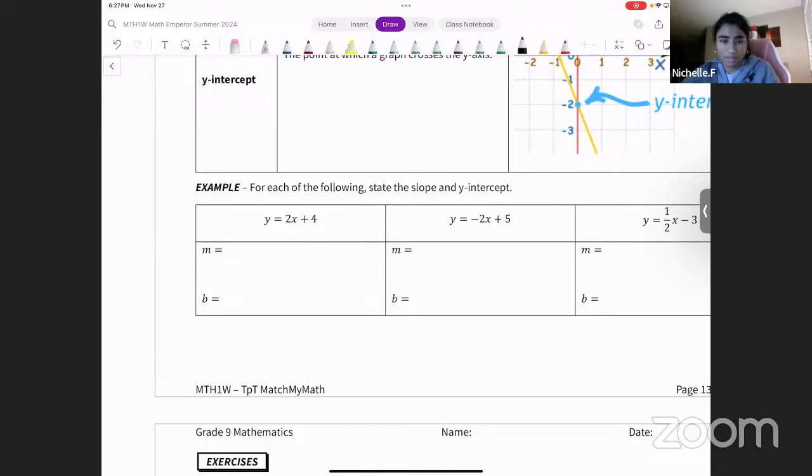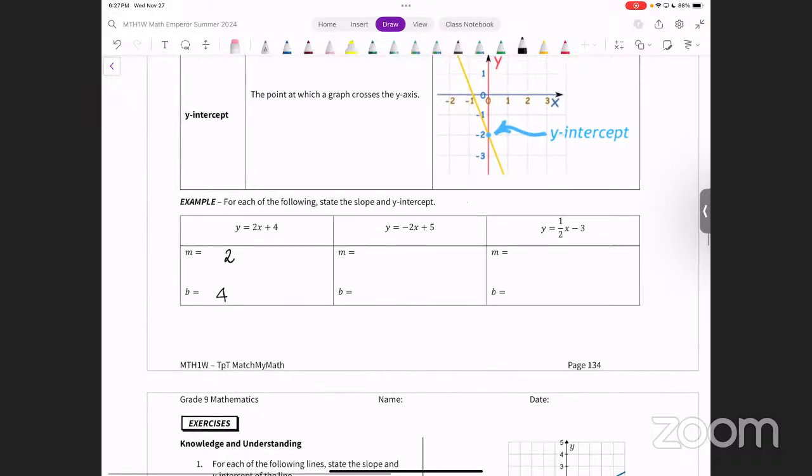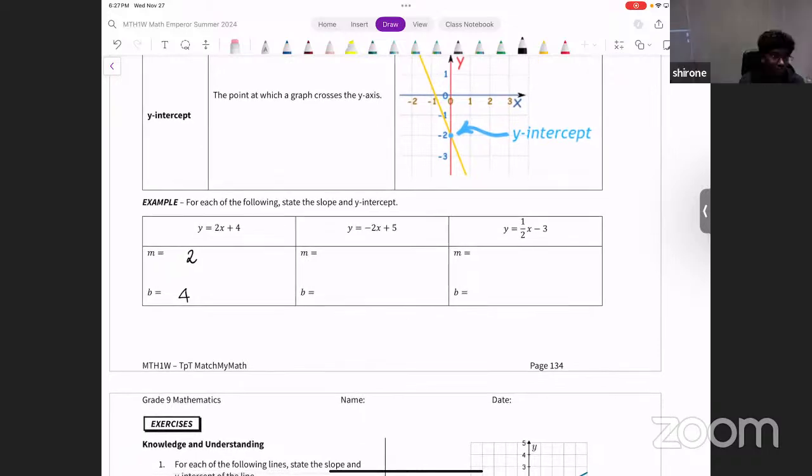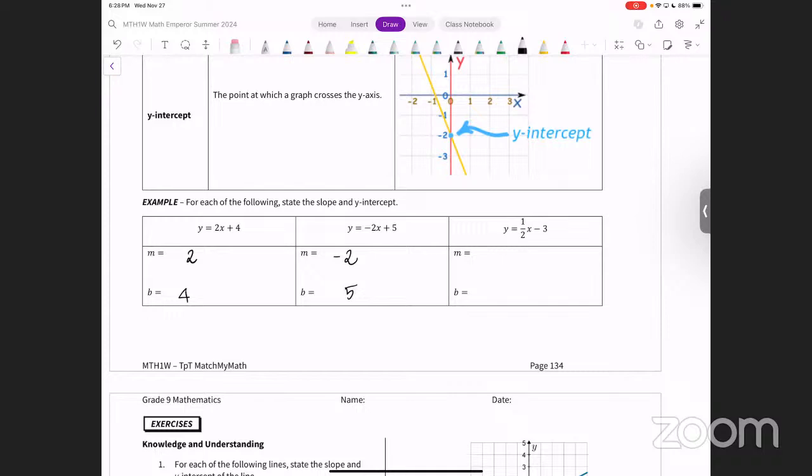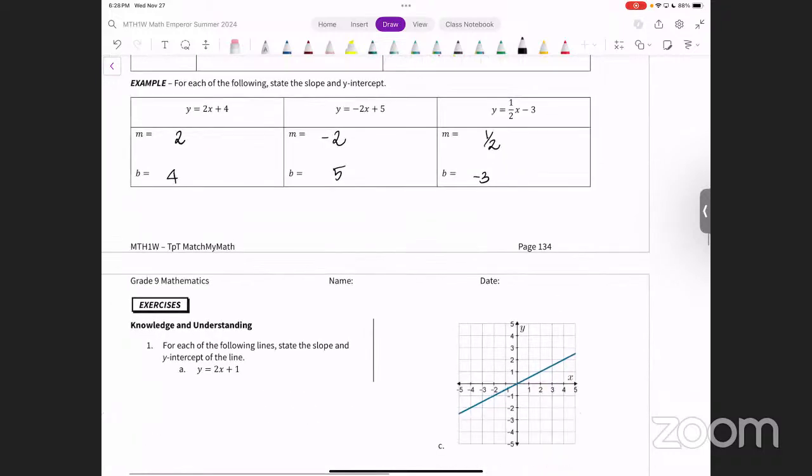The y-intercept is 4 and the slope is 2. All right, Shreya, what is the slope and y-intercept? The slope is -2 and the y-intercept is 5. Sharon, what is the slope? 1/2, y-intercept -3. All right.